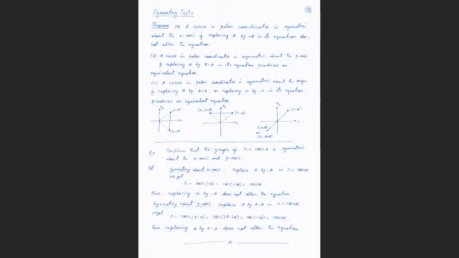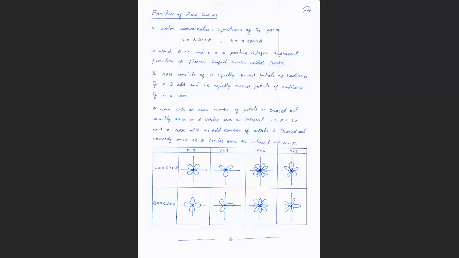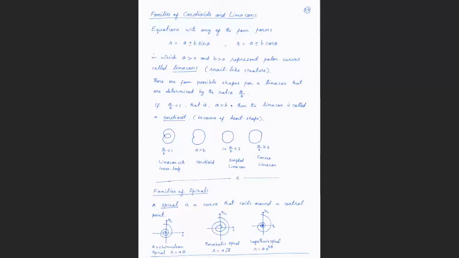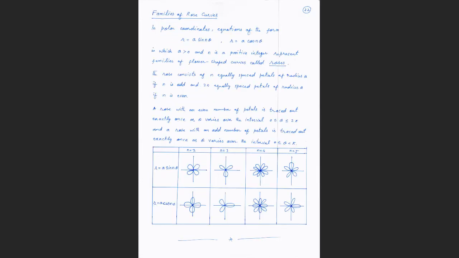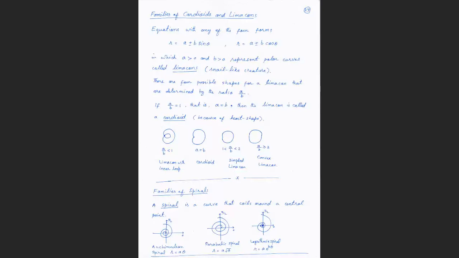Now there are other families. Rose curves are okay. Now this is the families of cardioids and limaçons. What are cardioids? Cardioid means the shape of a heart.